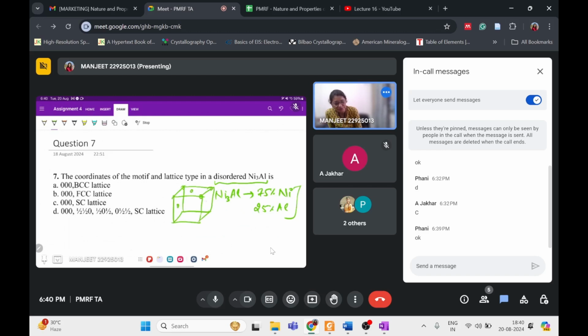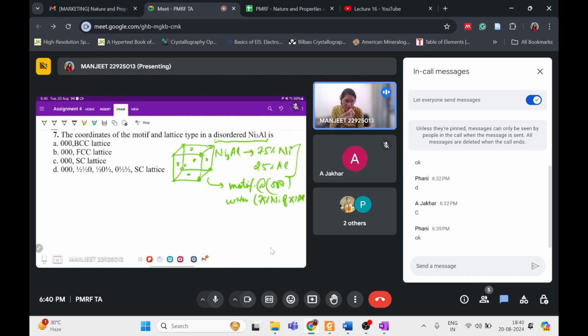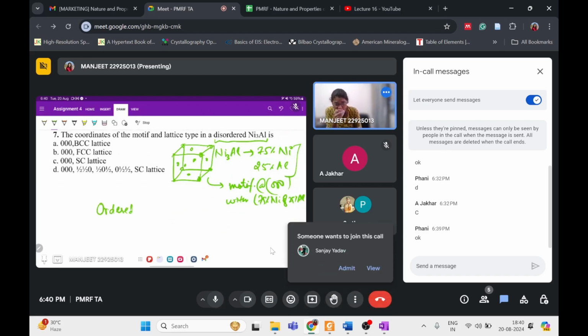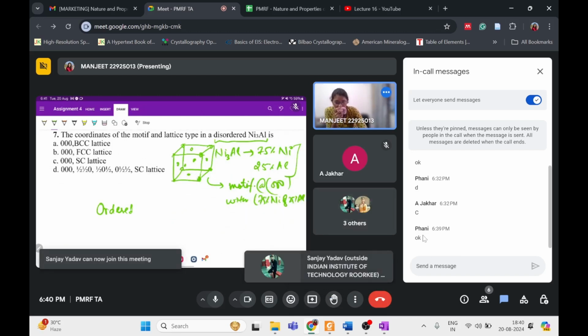FCC 1, with the motif at 0 0 0, with this 75% nickel and 25% aluminum. This is the condition for the distorted one. If I talk about the regular, the ordered one also, so another type is the ordered one.